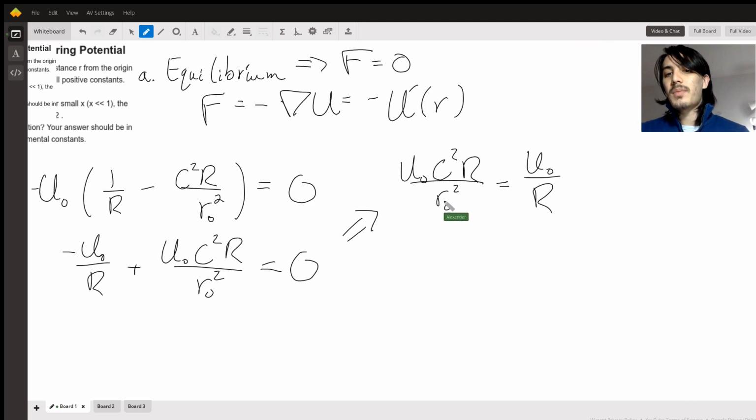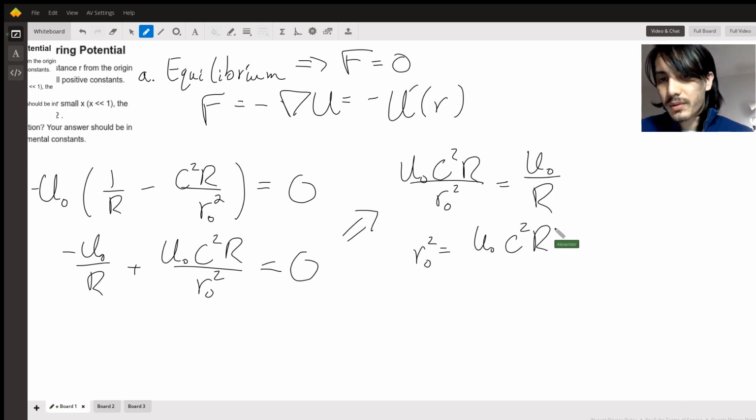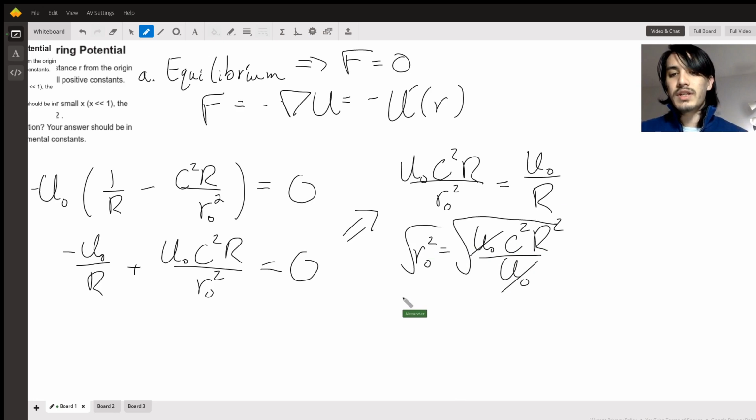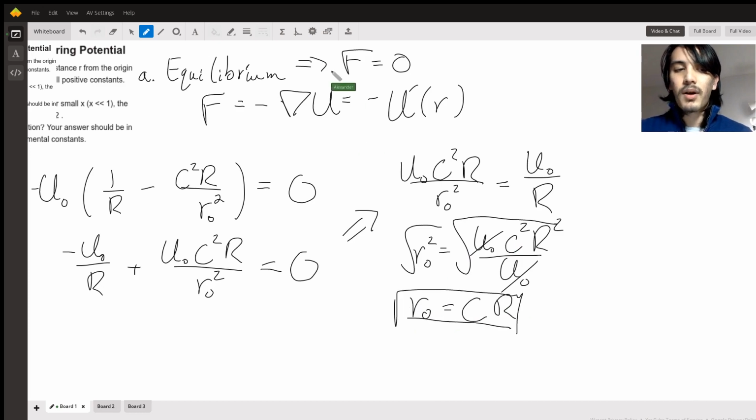And then we can swap R squared with U naught over r. And so if we do that, we're left with r naught squared equals U naught C squared R squared over U naught. And so we can cancel out the two U naughts and then take the square root of both sides. And we just get that the equilibrium position r naught is just C R. And that's our answer to part A here.